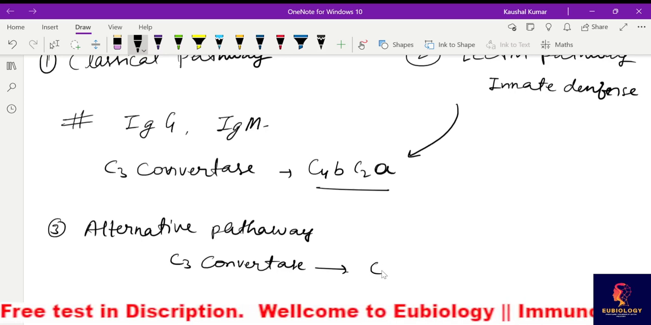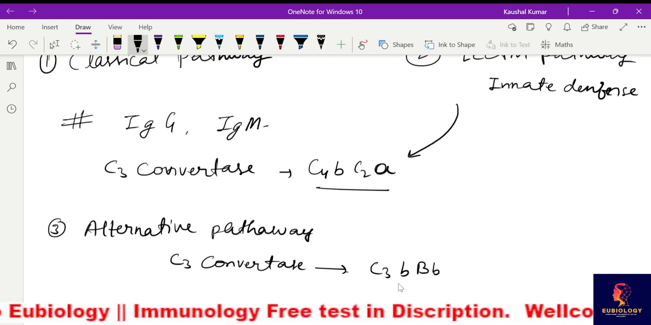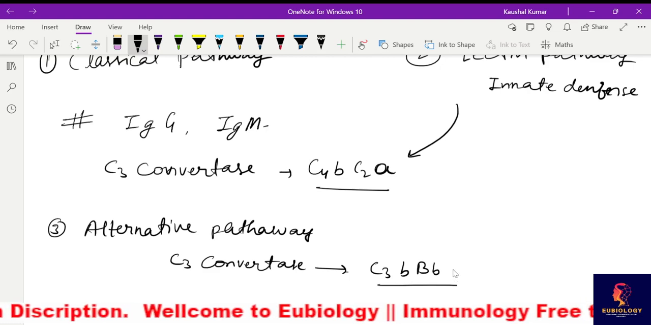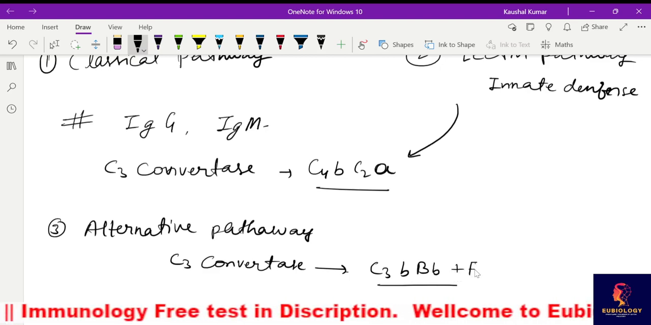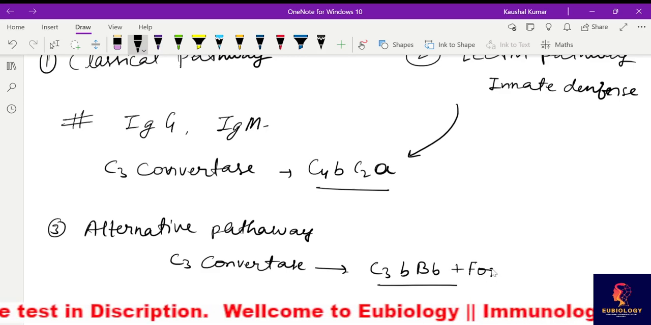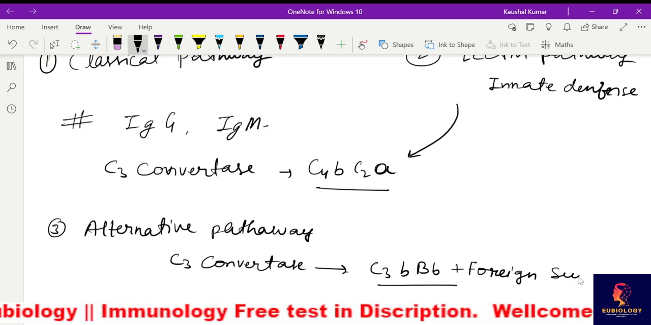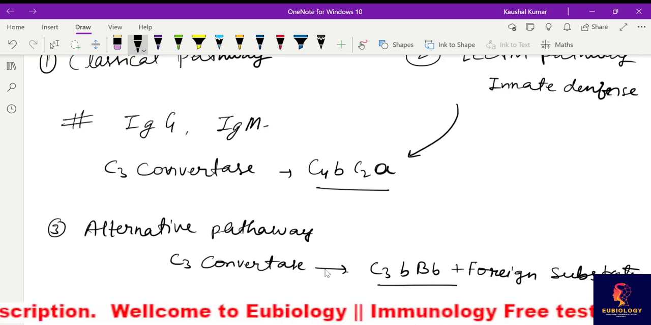Okay, C3 will be like C3 capital B. So this could be the C3 convertase along with the foreign substrate. If it is there, then it will be called a C3 convertase.